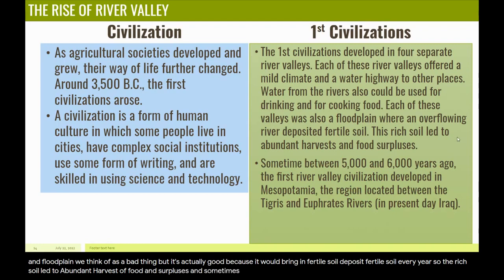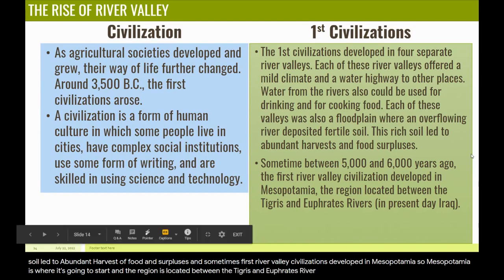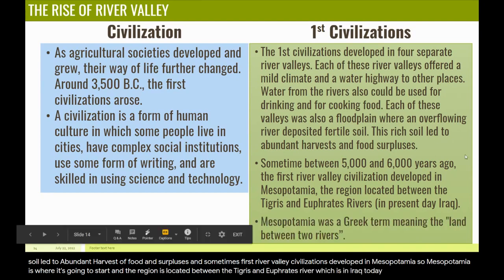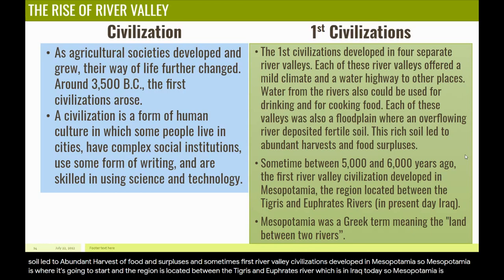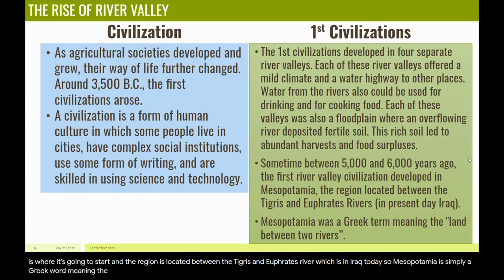Sometime between 5,000 and 6,000 years ago, the first river valley civilizations developed in Mesopotamia. So Mesopotamia is where it's going to start. The region is located between the Tigris and Euphrates Rivers, which is in Iraq today. Mesopotamia is simply a Greek word meaning the land between two rivers.